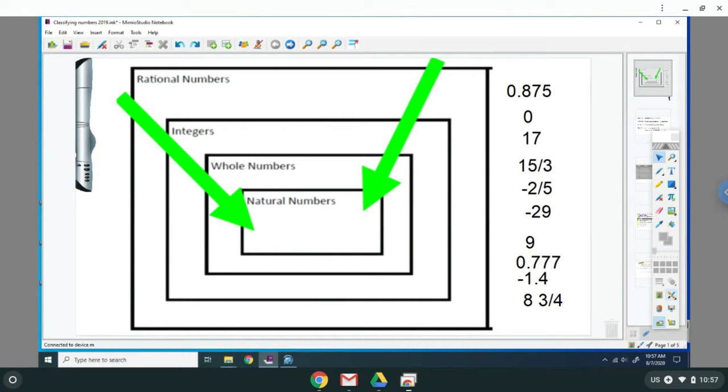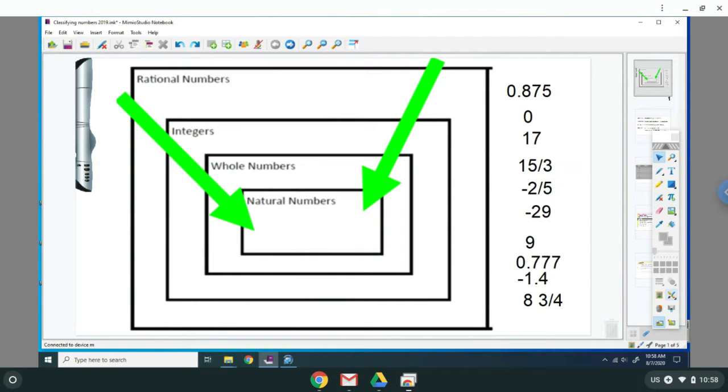Whole numbers are kind of like integers, but they do not include negatives. So whole numbers are all positive numbers, including 0, that are not fractions nor decimals. And natural numbers, another word for natural numbers is counting numbers. So natural numbers, since it's called counting numbers, are 1, 2, 3, 4, because you naturally start counting with 1, 2, 3, 4. So they also do not include negative nor fractions nor decimals.